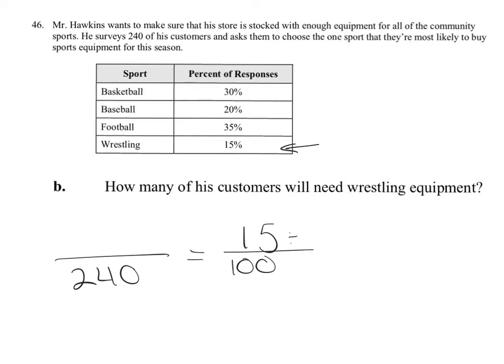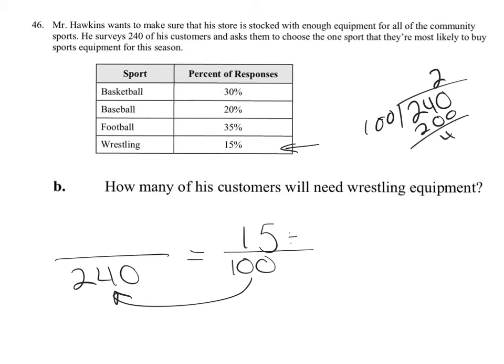This one we can't divide by 2. So you should be able to see to get from 100 to 240. If you're not sure, just come over to the side and divide it. What can I multiply 100 by to get 240? Well, 2 will go in there at least 200 times, or 2 will give us 200. Just add your decimal, and you'll see that it works as 2.4. So we can multiply this by 2.4.